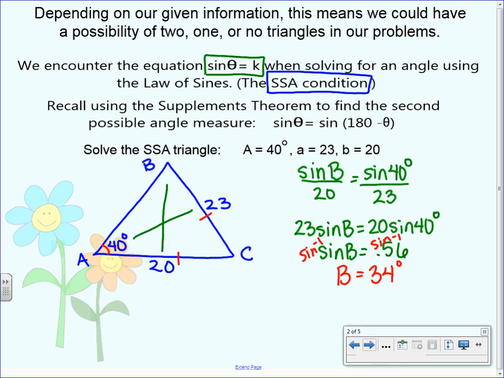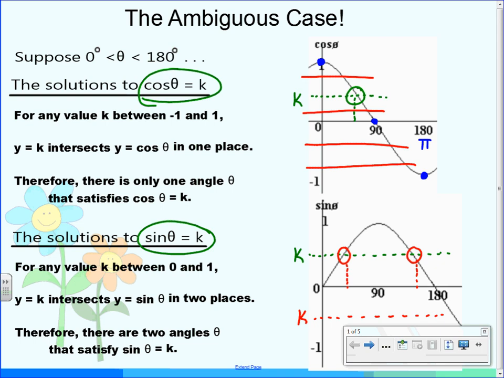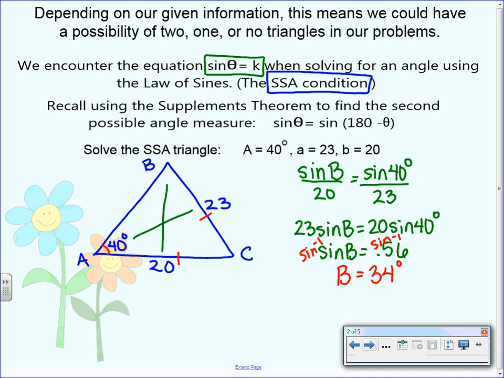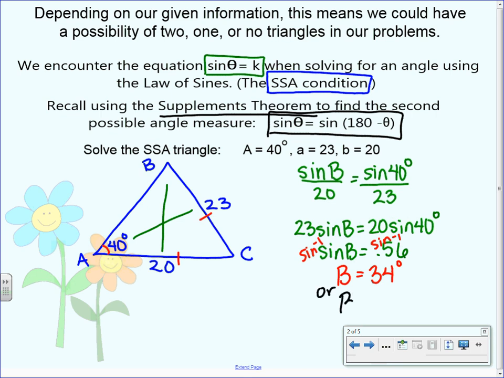Now remember I said, if you think back to that picture on the previous page, there's always an acute angle. This guy, that's the one we just got. There's also an obtuse angle that we're going to have to find. That is the one the calculator is not going to give us. The other potential answer can be found using what's called, it's written at the top here, the supplements theorem. The supplements theorem says that sine of an angle is the same as sine of its supplement, 180 minus that angle. So if I apply that property here, it tells me my other potential angle for B is its supplement, 180 minus it, which in this case would be 146 degrees.